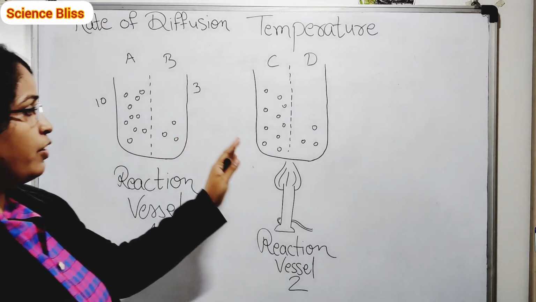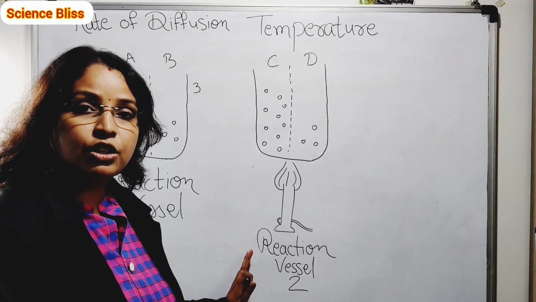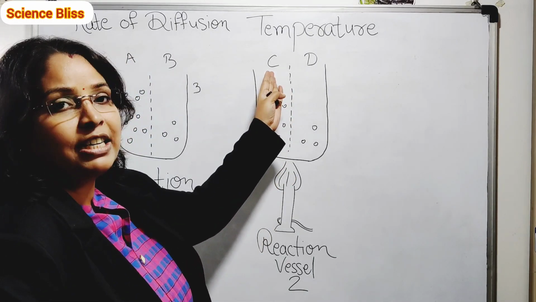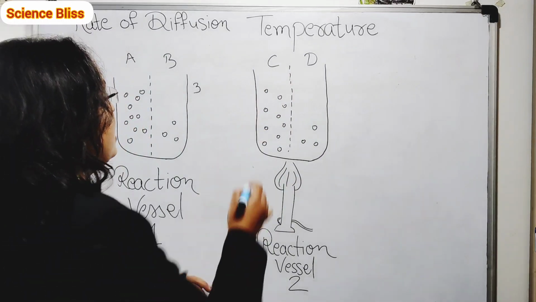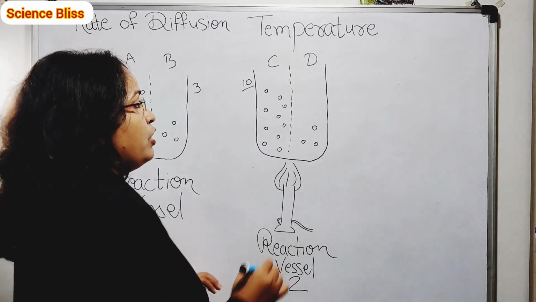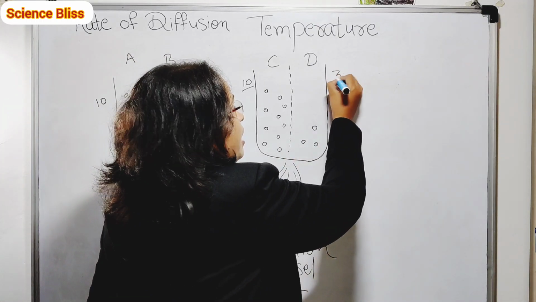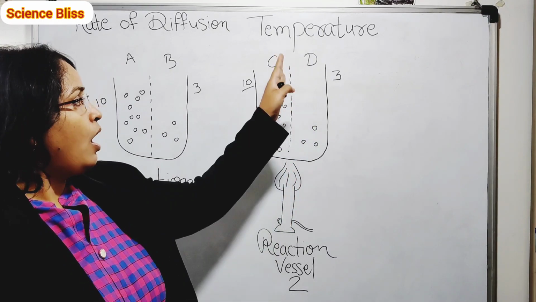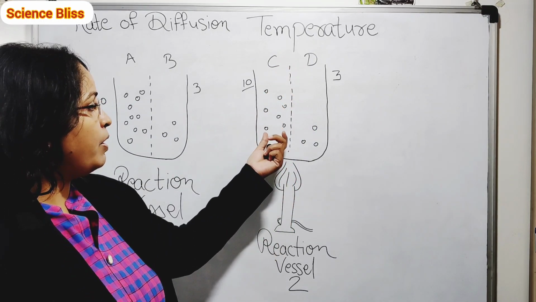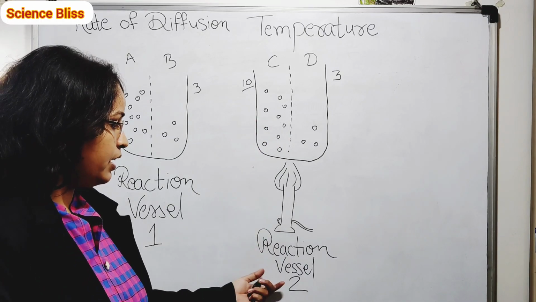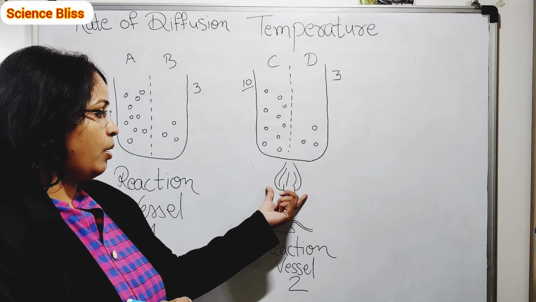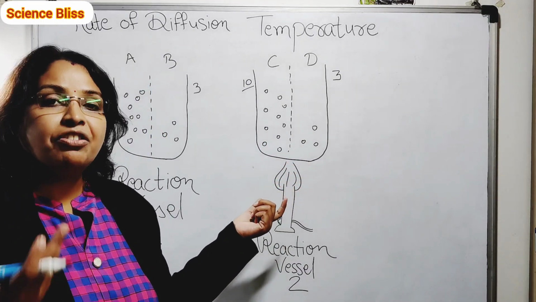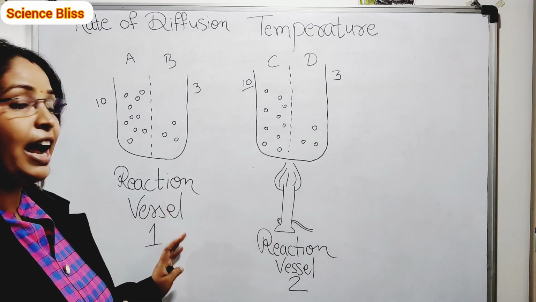A similar kind of condition has been maintained in reaction vessel 2 also, that again the reaction vessel has side C and side D. Side C has again 10 molecules, whereas side D has 3 molecules. Side C and D are separated by a partially permeable membrane which is permeable for these molecules. Provided that the reaction vessel 2 is being given a Bunsen burner's heat. It is being provided with heat, or increased temperature, as compared to reaction vessel 1.